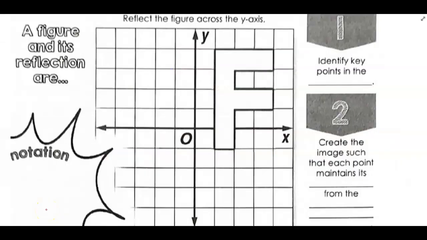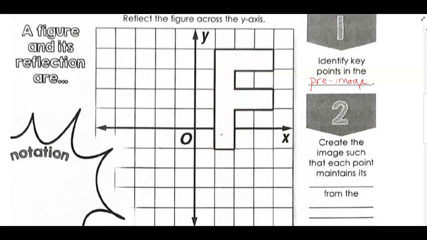Much like what we did yesterday with translations, we're going to look at the steps that it takes to create a reflection. Okay, so step one is you identify key points in the pre-image. Remember, the pre-image is the image that you start with. So our pre-image would be the F that we find over here. So this is our pre-image.